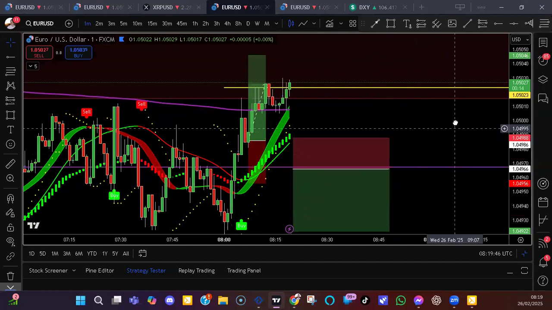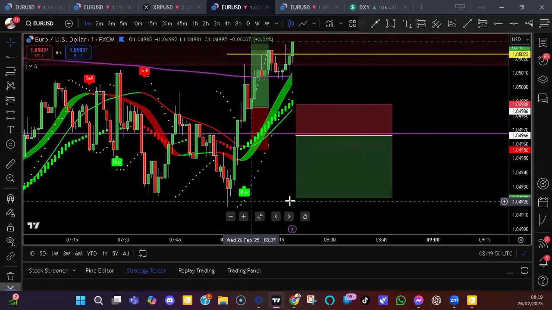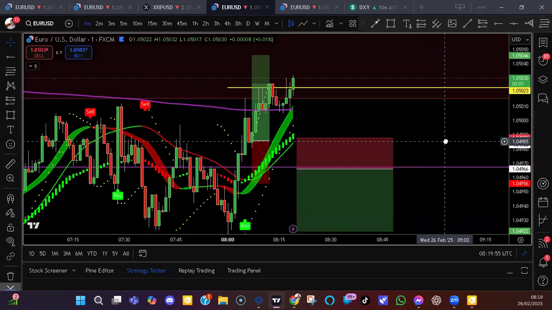But we've got a little bit of imbalance down here. We've got this fairly important support and resistance line. It might wish to kiss again.